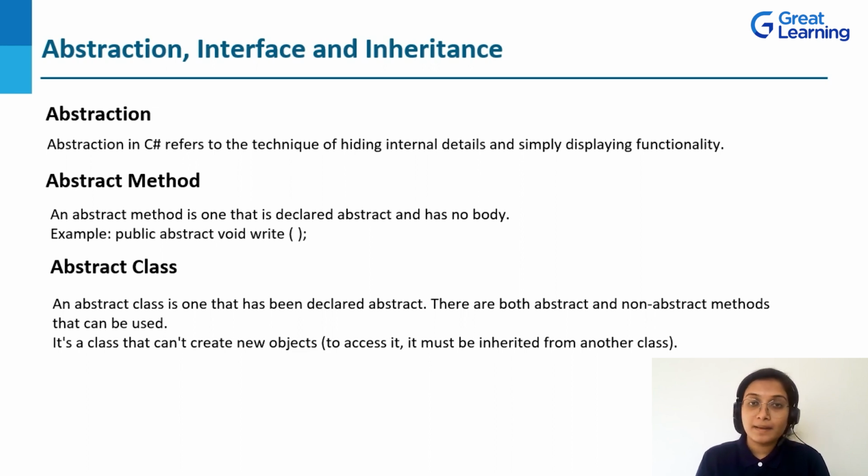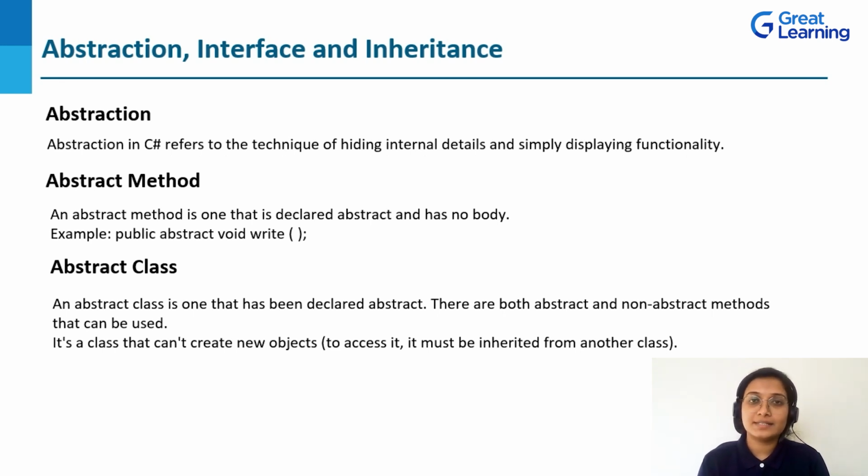So that's about it. I mean to explain here, abstraction is only letting you know the functionality, not the backend process, what is happening, right? So you have two important things you have to concentrate here. Apart from understanding this as a generalized one, let me put that in technicality. So abstraction in C# refers to the technique of hiding internal details and simply displaying functionality.